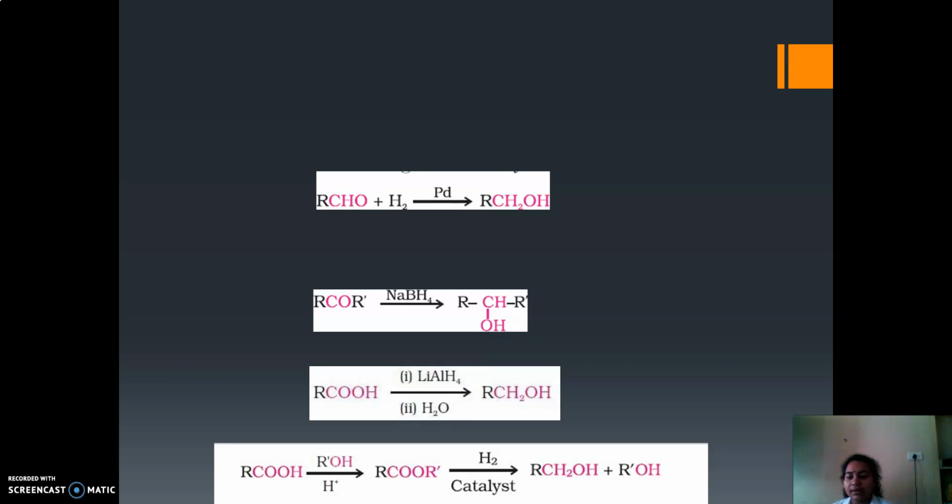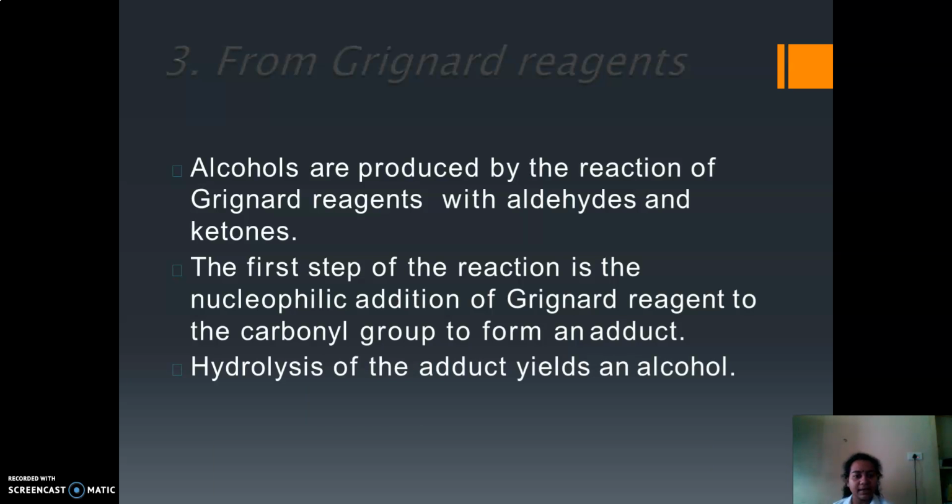So we learned how to prepare alcohols from 2 methods, from carbonyl compounds and from alkenes. Then we'll move to the next type, that is from Grignard reagents. So what do you mean by Grignard reagent? It is CH3MgBr, that is, there is a direct metal-carbon bond. They are organometallic compounds. From that we can easily prepare alcohols.